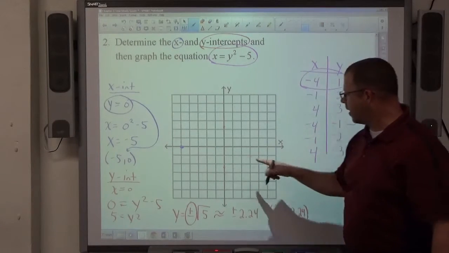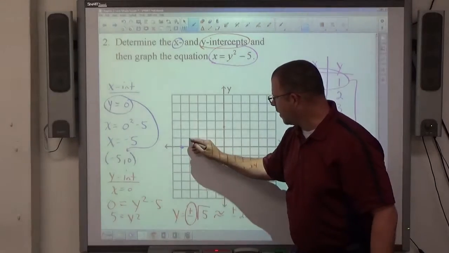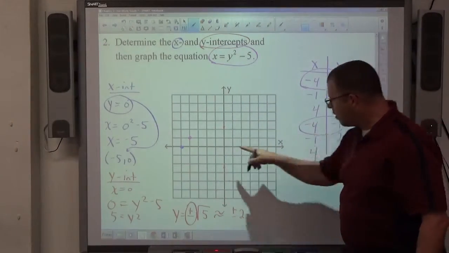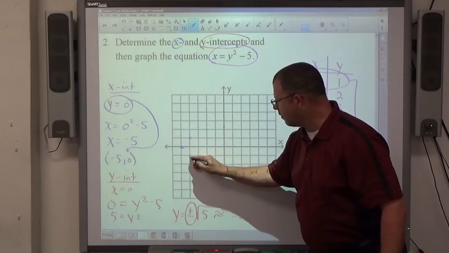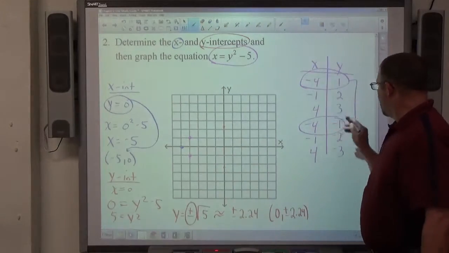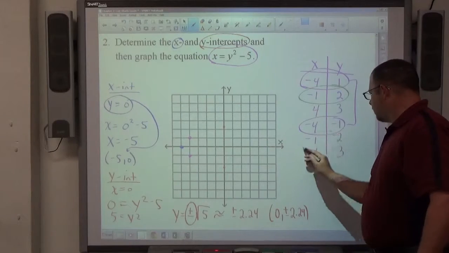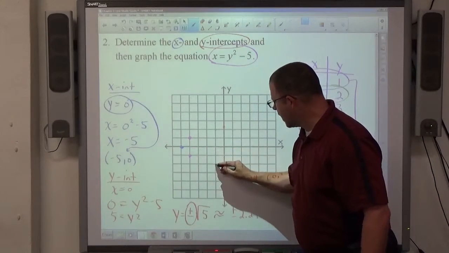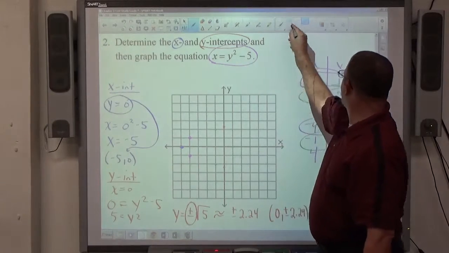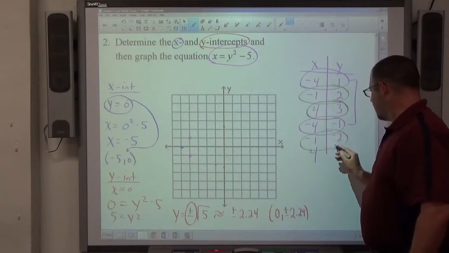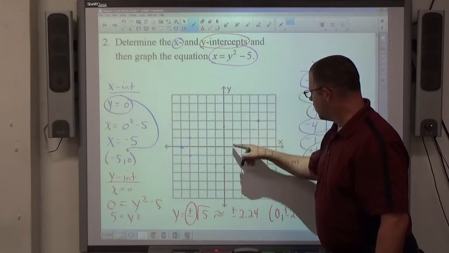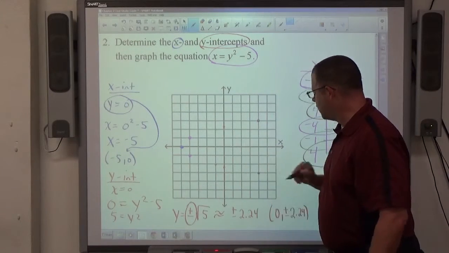So negative 4, 1; 1, 2, 3; 4, 1. And then negative 4, negative 1; 1, 2, 3; 4, negative 1. I've got negative 1, 2, and negative 1, negative 2. I've got positive 4, 3, and positive 4, negative 3.